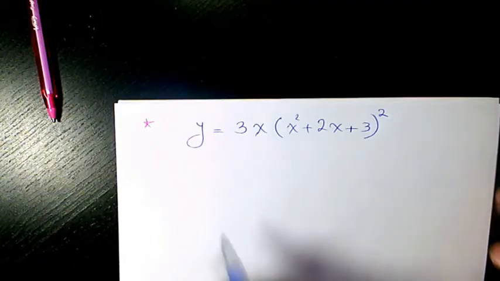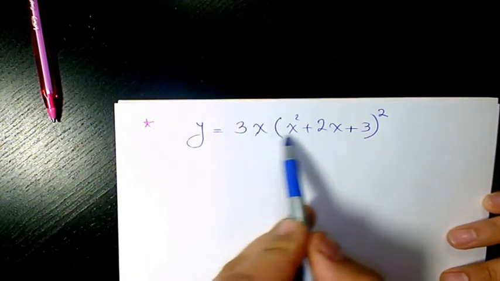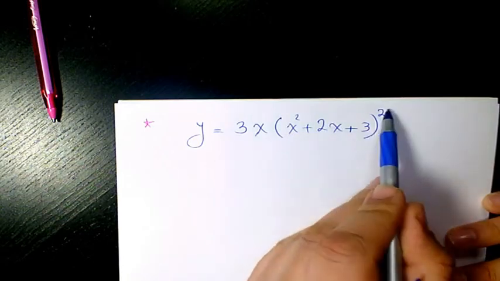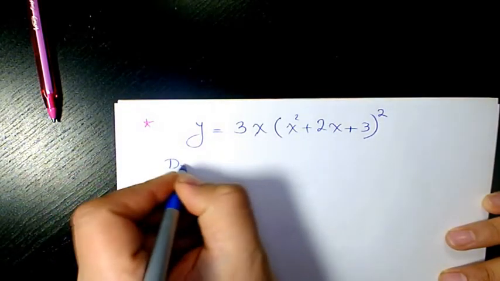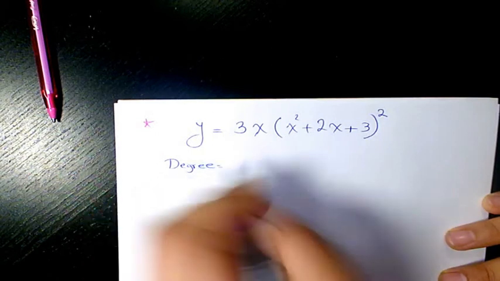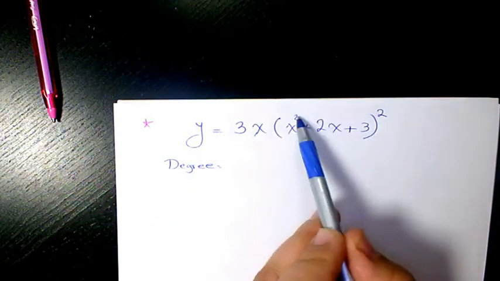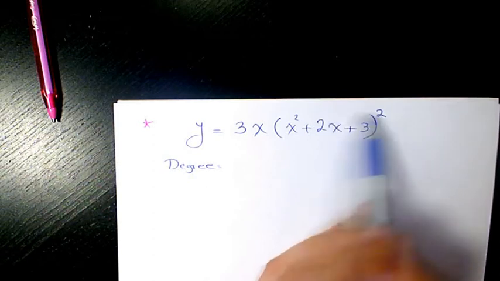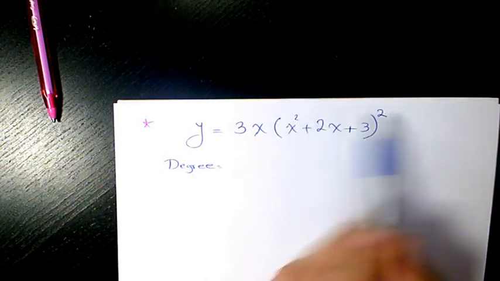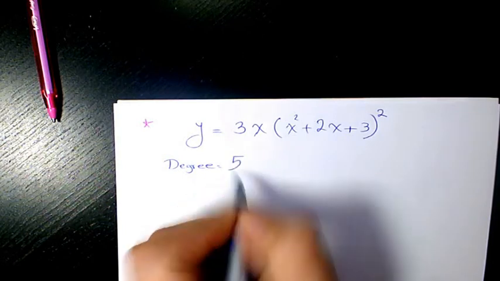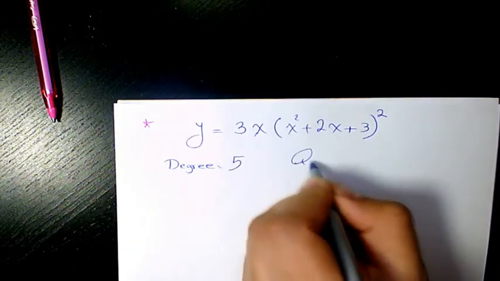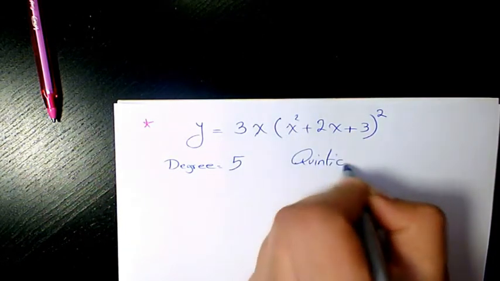Now next example, we have y equals 3 times x squared plus 2x plus 3 to the power of 2. What is going to be the degree of this function? We have x to the power of 1, which is going to be 1, and x squared to the power of 2, which will be 4. So 4 plus 1, the degree of the function is 5, or sometimes called quintic.